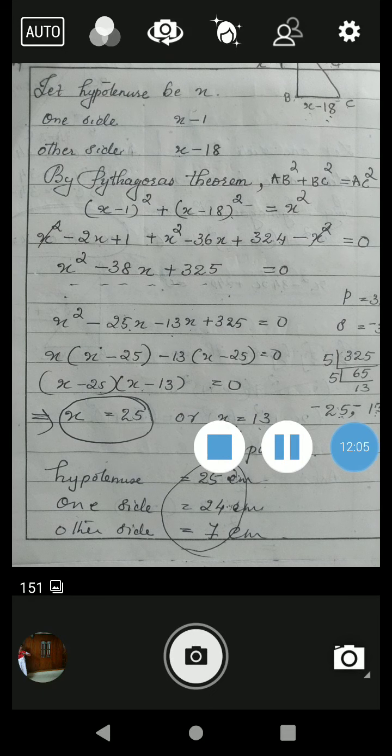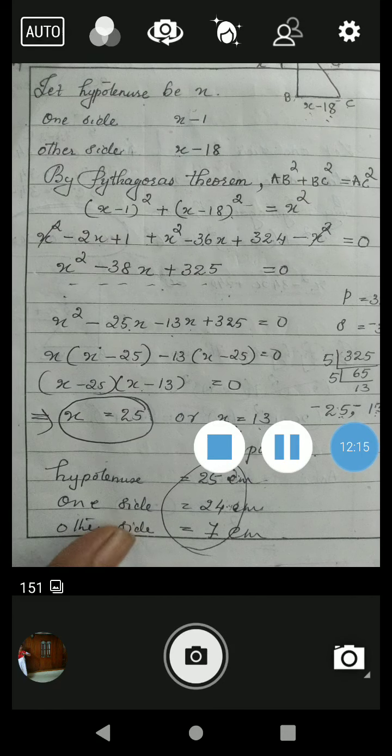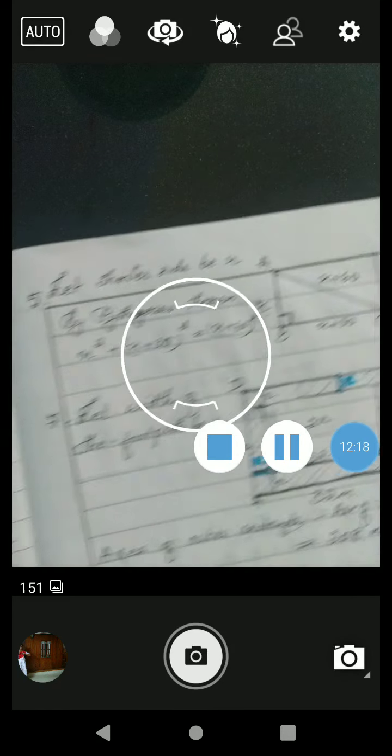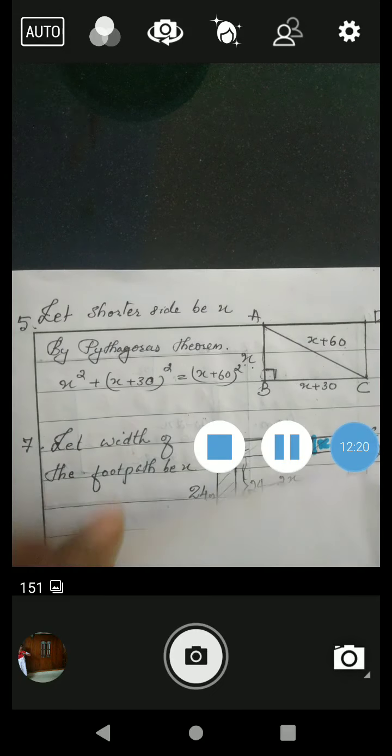Okay. Then the next question, the fifth one, is actually also simple. You can do it as homework. You can see the figure for the fifth question.